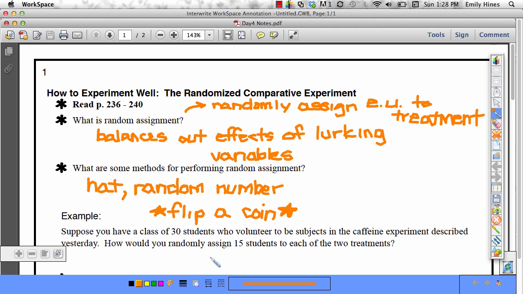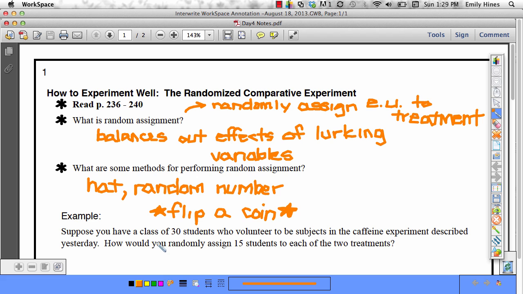I could number the students 01 to 30 and use a random number generator. The first 15 numbers that I pick, those 15 students are in group A, and the other 15 are in group B. Okay? There are many ways to do it. It doesn't matter which way you pick as long as it results in a random assignment.